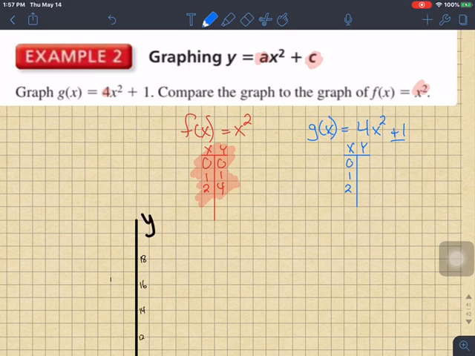Now, on the second one, I have to square the number, multiply it by 4, then add 1. So our first output is 1. And if x is 1, it's 1 times 1, which is 1, times 4 is 4, plus 1 is 5. So you can already see the stretch happening. And lastly, if x is 2, that's 2 times 2 is 4, 4 times 4 is 16, 16 plus 1 is 17. So we have 0, 1; 1, 5; and 2, 17.